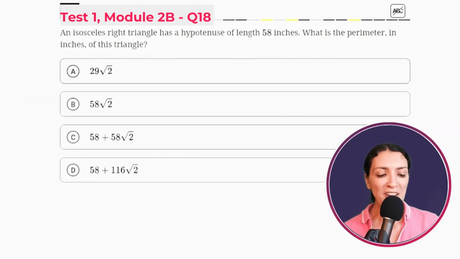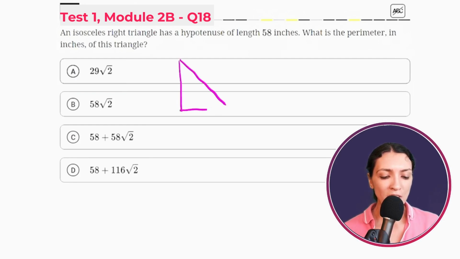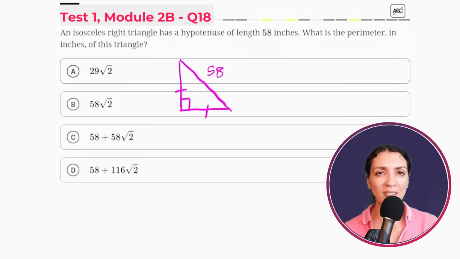This question involves an isosceles right triangle, the 45, 45, 90-degree triangle, which I hope you have memorized by now. The digital SAT does give you the formula, but it's best to have these memorized. In this video, though, we're going to solve it by our intuition and some estimation. So we're told we have an isosceles right triangle where the hypotenuse is 58, and we're asked to find the perimeter of this triangle. Let's look at the choices very quickly.